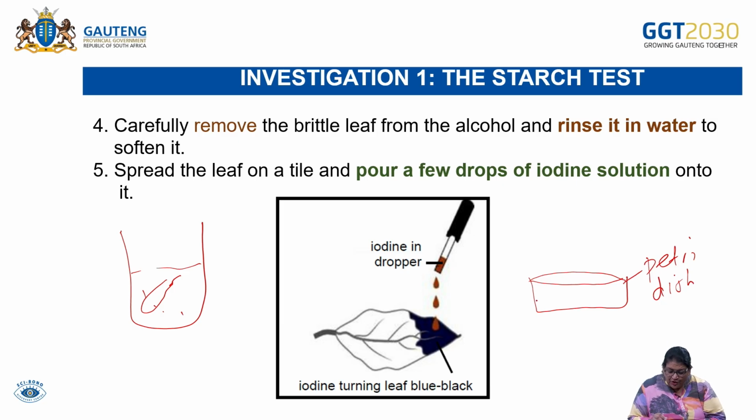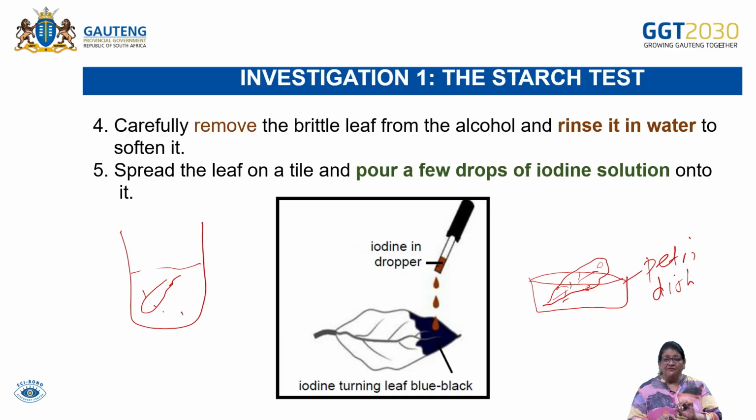So now you're going to take that leaf, which is now softened in the hot water, and put it into your Petri dish, okay? Then you're going to take iodine, which is a chemical reagent, it's yellow-brown. You're going to place it on the leaf. You can place it everywhere. You can put a drop there, there, there.